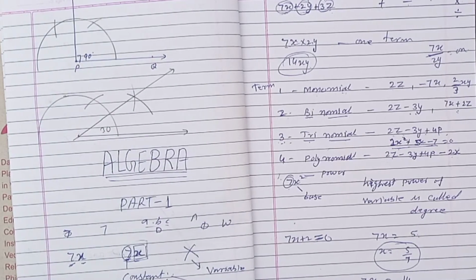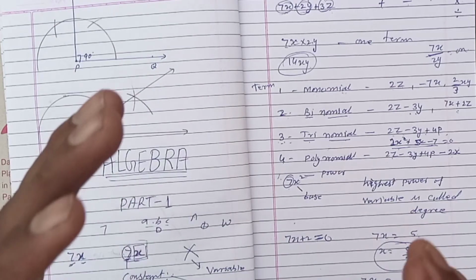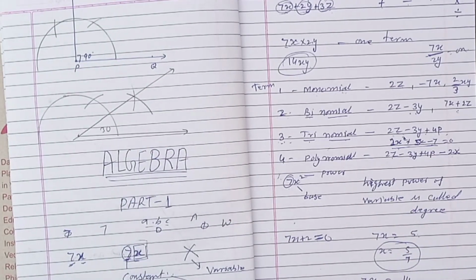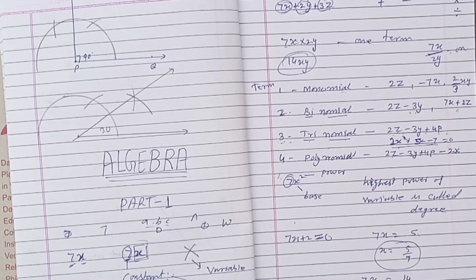Linear equation in 1 variable. Equation means equality, means an equal sign; it is separated by the equal sign. So here, 2x plus 3 is equal to 0. This is a linear equation in 1 variable, because only one variable is there, x. So this is a linear equation in 1 variable. It has only one solution.